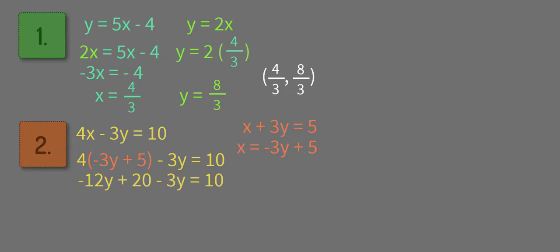Subtract 20 from both sides. Cancel on this side. We're left with negative 10 on the right-hand side. Negative 12y minus 3y is negative 15y. Divide both sides by negative 15. We get y equals 10/15 because two negatives make a positive. And that ends up being y equals, 10 divided by 5 is 2, 15 divided by 5 is 3, 2/3. And then we'll substitute that into our second equation.